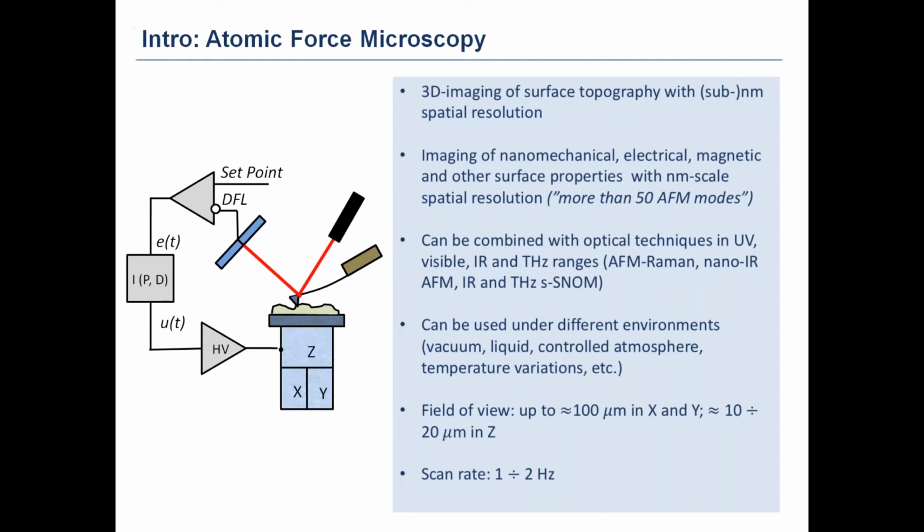Atomic force microscopy can be used under different environments, for example in vacuum, liquid, or controlled atmosphere, and it allows varying the sample temperature during experiments. In general, there are a lot of atomic force microscopes available, but an average microscope would have a field of view of the order of 100 microns in X and Y, and 10 to 20 microns in Z. The typical scan rate in an atomic force microscope is 1 to 2 lines per second.